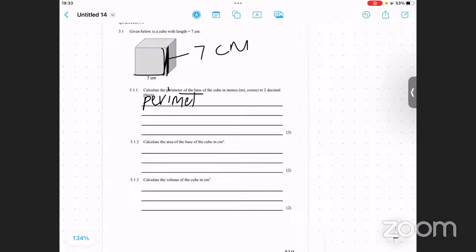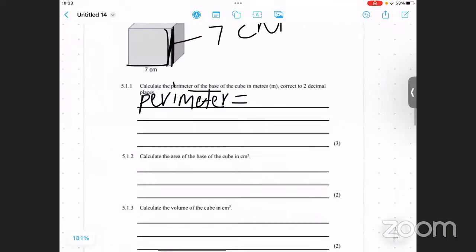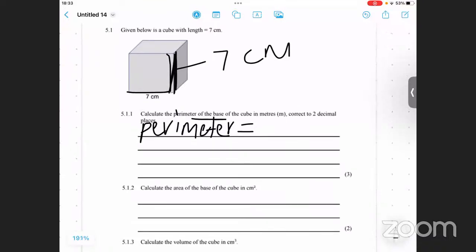Perimeter. Ma'am, 4L. 4L. And when we substitute, how much are we going to have? 4 into 7 centimeters. What are we having? 4 times 7. Ma'am, I got 28 centimeters. 28 centimeters. Now, is this our final answer?